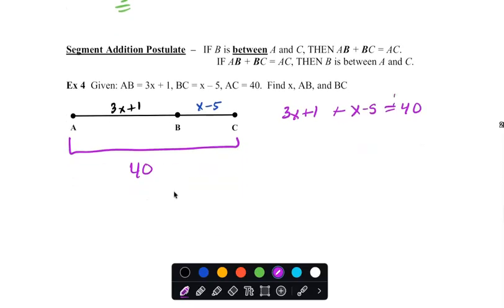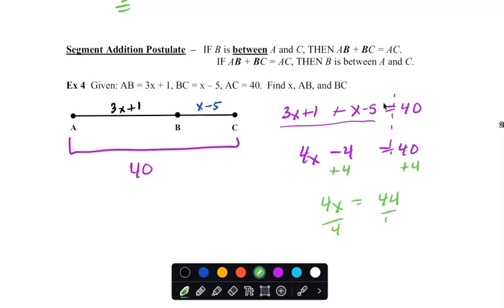We're going to add these. And remember, what we do is you want to simplify first. You want to add anything on the same side that you can. So 3x plus x is 4x. 1 plus negative 5 is negative 4. And then we're going to add 4 to both sides. We get 4x equal to 44. Divide by 4. x is equal to 11. Now remember, that's not the full answer. They want us to go back and find AB. So plug in, substitute 11 into there. You're going to get 33 plus 1, so 34. And then substitute 11 into here, and you're going to get 11 minus 5, which is 6. And we have our answers.